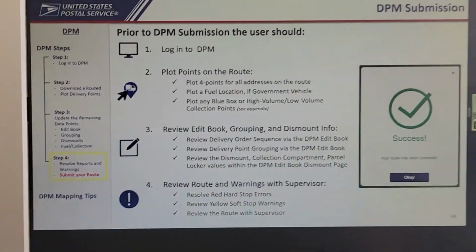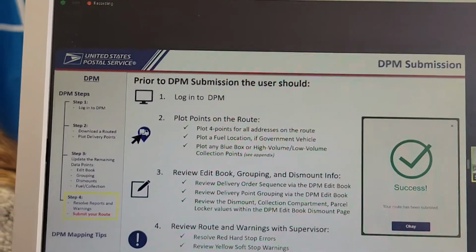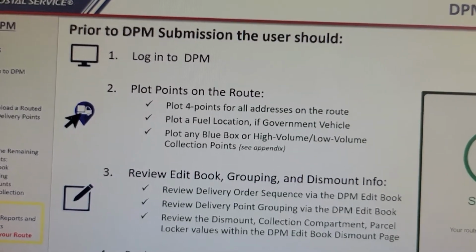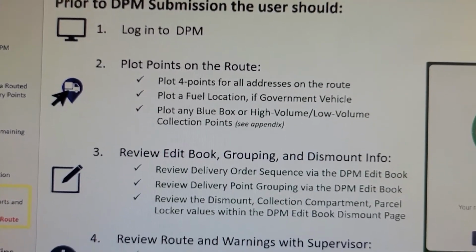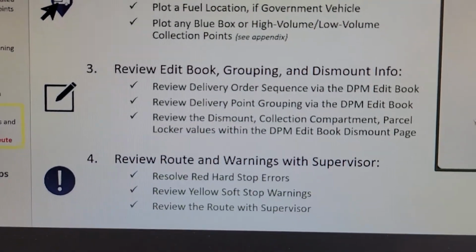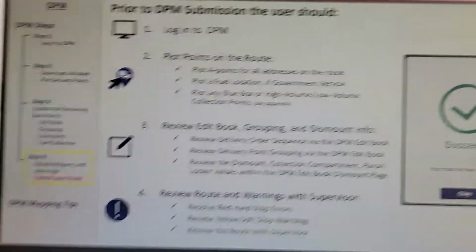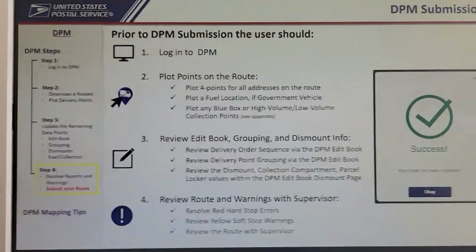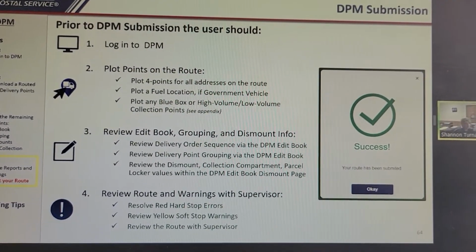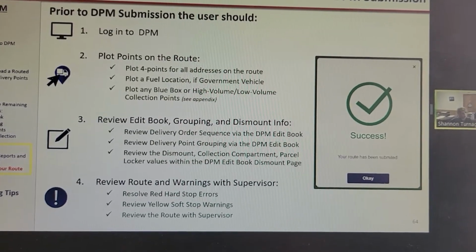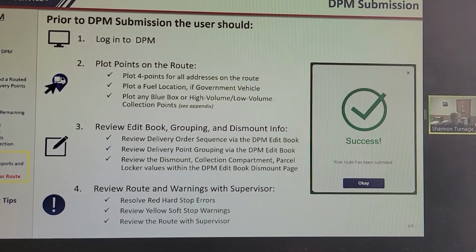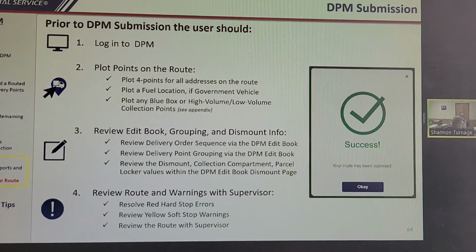So again, success, your route has been submitted. You plotted your points. You reviewed your edit book groupings and dismounts. You followed everything in order, did everything. You reviewed your routes and warnings with the supervisor, and the supervisor has submitted the route. So you have completed the task of DPM. That task and that part of the process is about 5 to 7 hours. And remember, I told you the total process is about 8. So if DPM, that's the hardest part, that's the most detailed part with plotting all those points, is 5 to 7 hours, guess what? LTM's only 1 to 2 hours. So we're on the downhill, almost at the end.